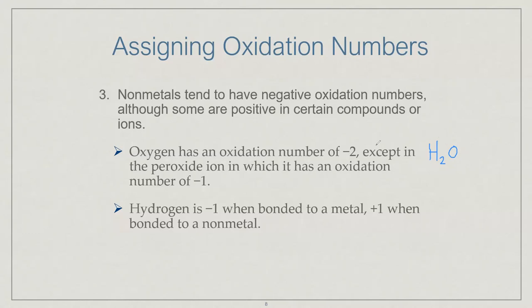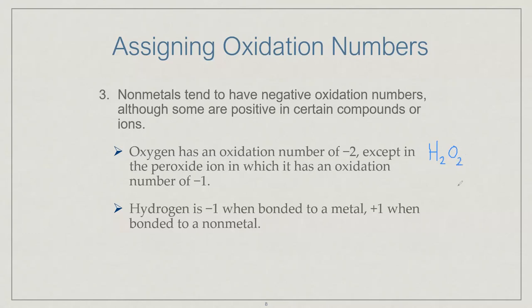And then we'll see with one of the rules coming up is the sum of these oxidation numbers has to equal whatever the charge is overall. So since this is a neutral compound, everything's got to balance out to 0. But if the hydrogens are each +1, that means the oxygen will have to be -2.